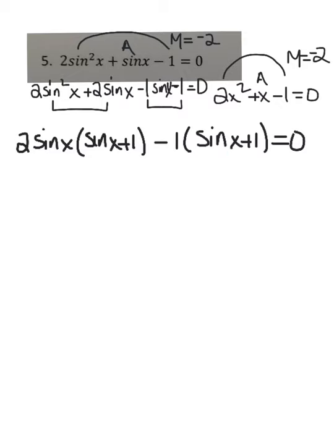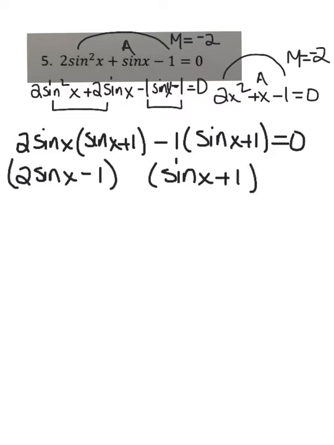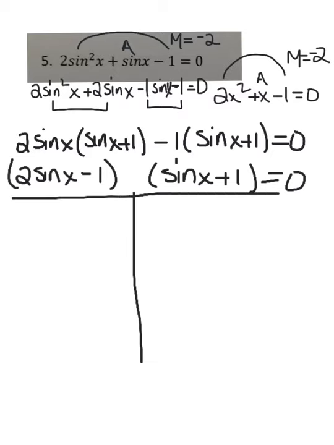Okay, so now remember, the last part is you're going to take your GCFs, which is your 2 sine x minus 1, put that in one set of parentheses, and then in the other parentheses, we're just going to write those repeats. So the sine x plus 1. Okay, and we set that equal to 0. So we've got two factors there. We're going to do our t-chart. We're going to set each of them equal to 0 and solve for sine x.